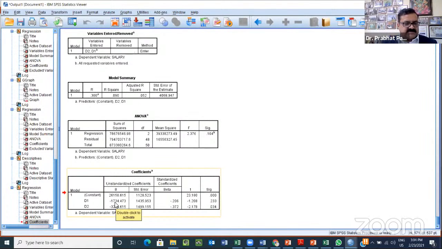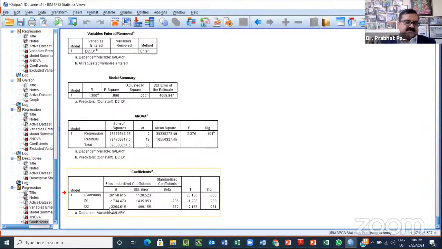Why is it called differential beta? Because they represent the difference in the value for this particular category. That means if D1 is created for north, then it says that the difference in the salary of north from the west is about minus 1734. That means on average, teachers in the north are getting 1,734 less than the teachers in the west. That's what this beta says, and this is the only interpretation of this beta. So this beta is a differential beta.